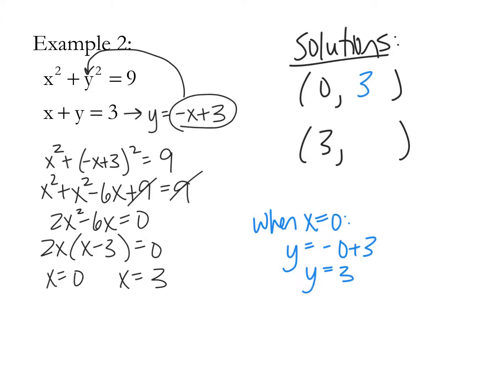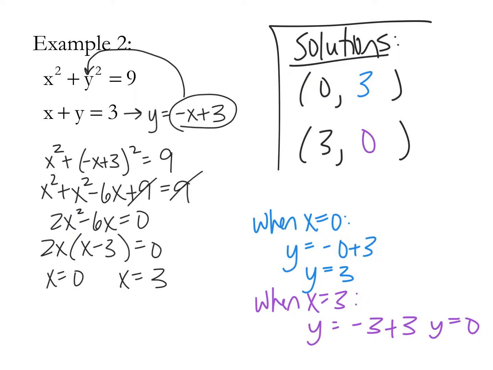And then we're going to do the same thing for when x equals 3. So that means I'm going to get y equals -3 plus 3. So y equals 0. So when I plugged in 3, I got 0. So those are my 2 solutions for this one.